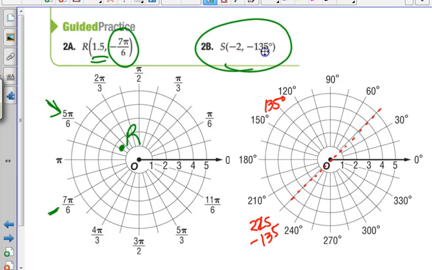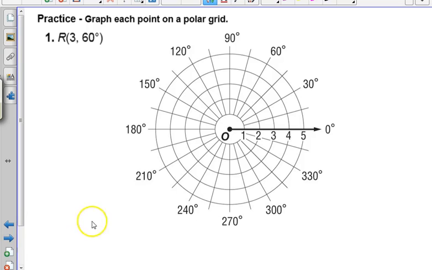Okay. So negative 135 was this way, but the negative on the radius is instead of going out to 1, 2, I have to back up in the opposite direction 1, 2. And that's us. All right. So you have this one.